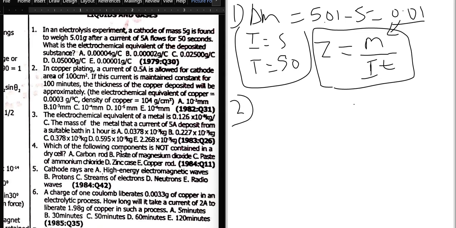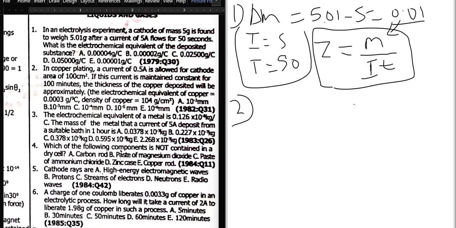Number 2 says almost the same thing. In copper plating, a current of 0.5 amps is applied to a cathode area of 100 cm squared. If this current is maintained constantly for 100 minutes, the thickness of the copper deposited will be approximately what? We are looking for the copper deposited. The electrochemical equivalent of copper is 0.0003 gram per coulomb. Density of copper is 10.4 gram per cm cubed.